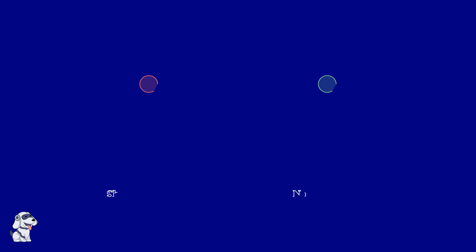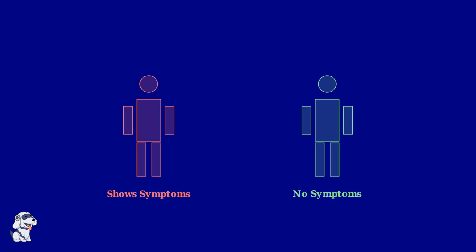Here's something important to remember. Not everyone who gets infected will show symptoms. Some people are what we call asymptomatic carriers. They have the parasite but feel perfectly fine. This makes Giardia particularly tricky because asymptomatic people can still spread the infection to others without even knowing they're infected. Both types of people can pass the parasite through poor hygiene practices.